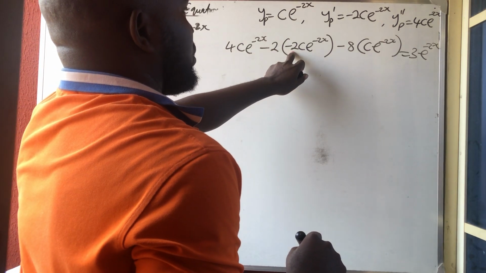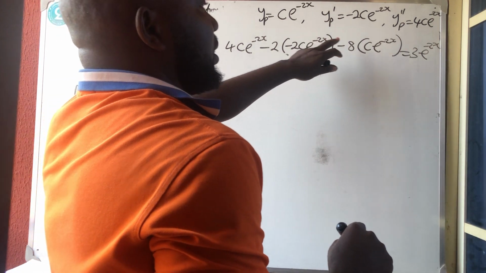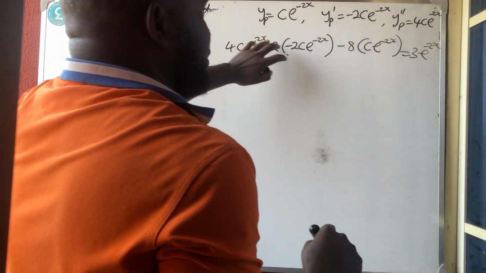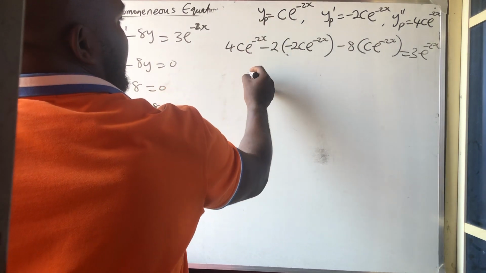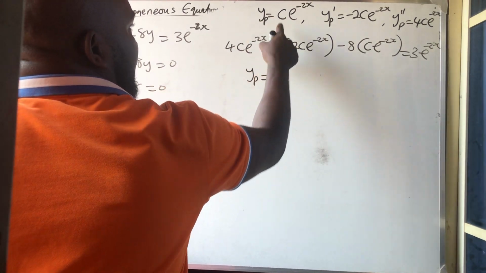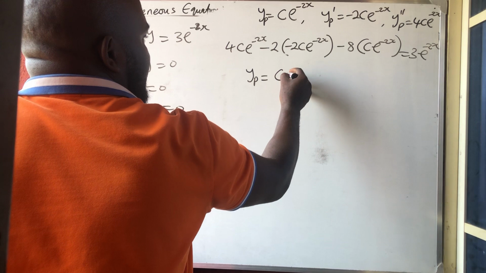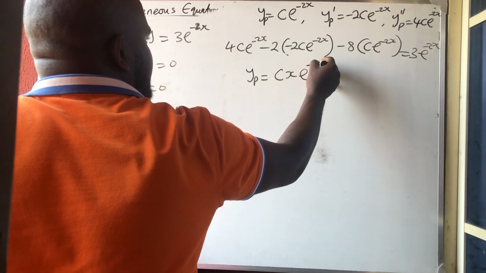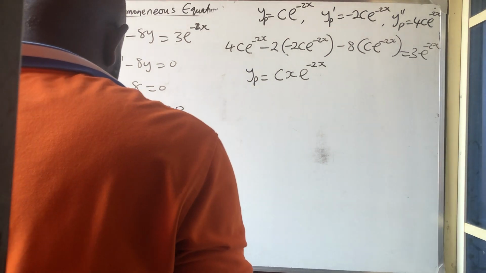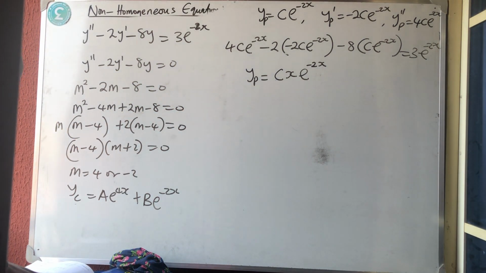This time this will give you plus 4 again. 4 plus 4, 8. 8 minus 8, 0. Whenever you get that this side is 0, it means that you are going to reform this. Your yp will no longer be this, but it will be cx, then e raised to power minus 2x. Did I get it? Yes, I think so.